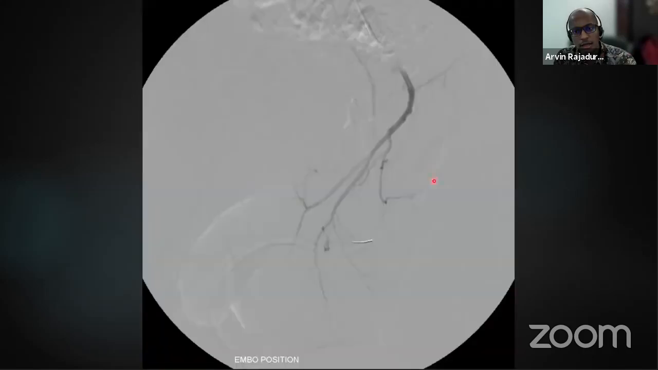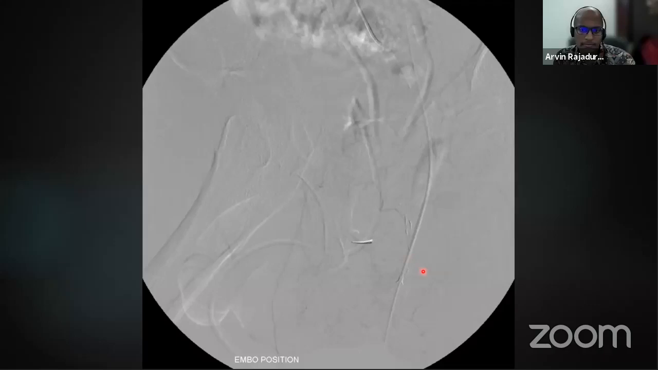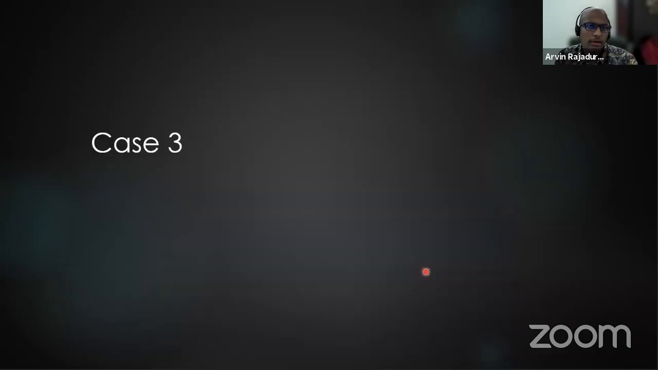My catheter is there, and we do a more selective run, and we see contrast blush over here. And we put in a coil. This is a 2 by 1 centimeter coil. After we coil it, we've managed to arrest the bleeding. All right. And that's where you're done. So this is a different type of appearance of how an embolization or a bleed looks.